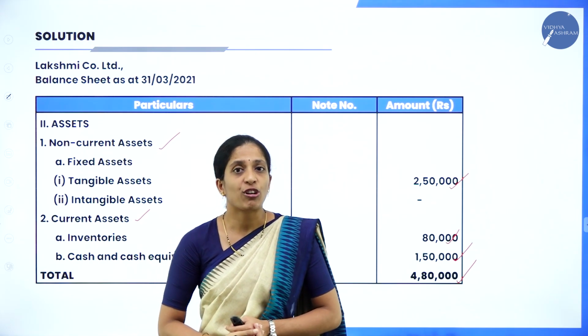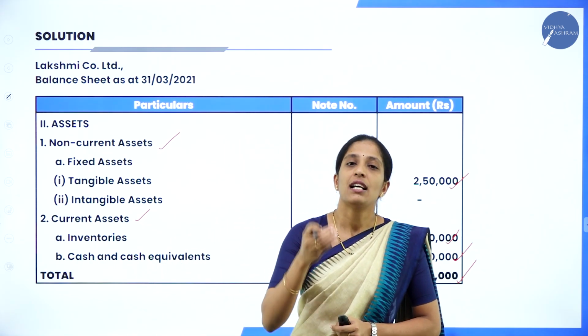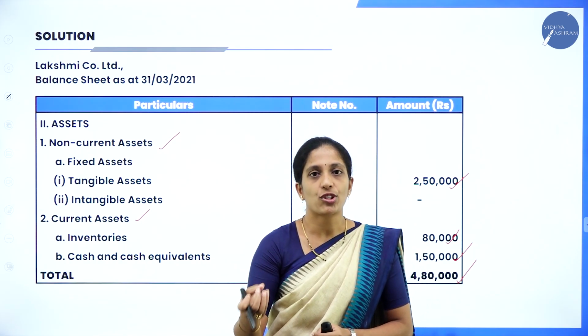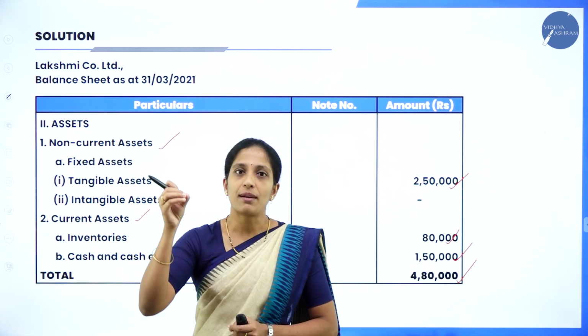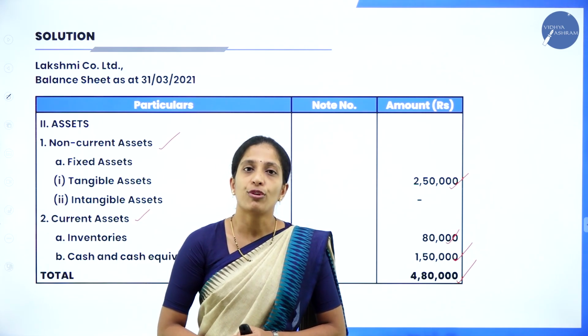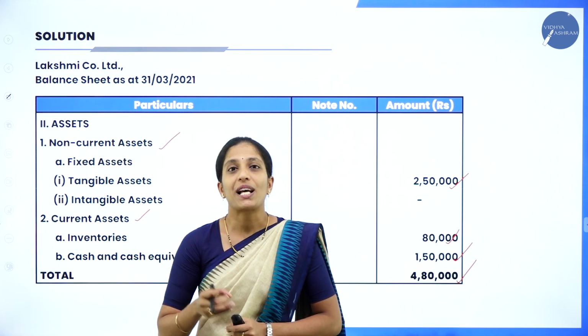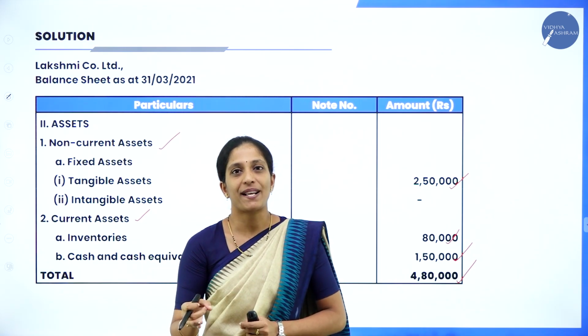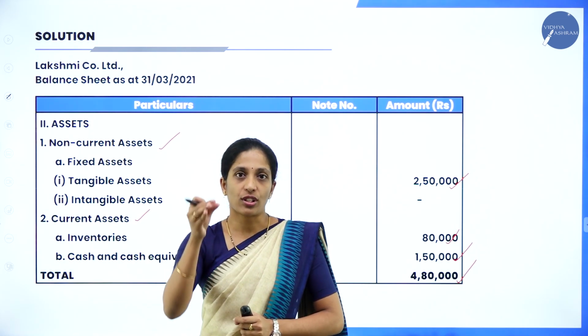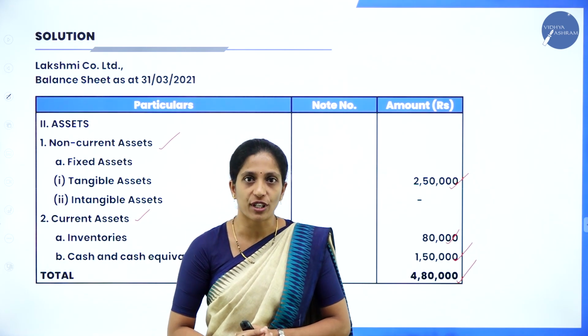For example, statement of profit and loss. So how do you write? First is revenue from operations, second other income, third is total income. When you add 1 plus 2, you will get total income. Fourth one is expenses. Fifth one is profit before tax, that is 3 minus 4. Next is tax expenses and profit after tax. So this will be the format of statement of profit and loss.